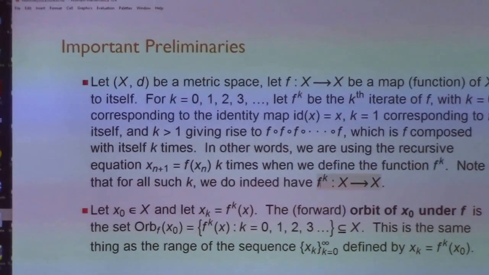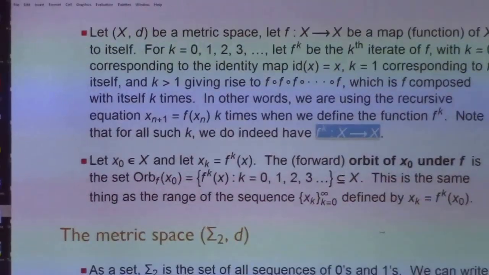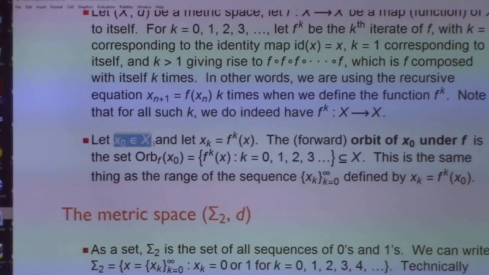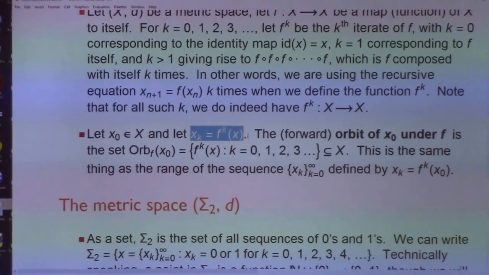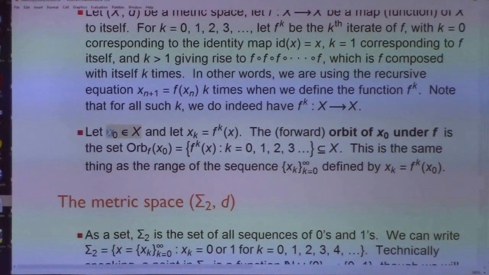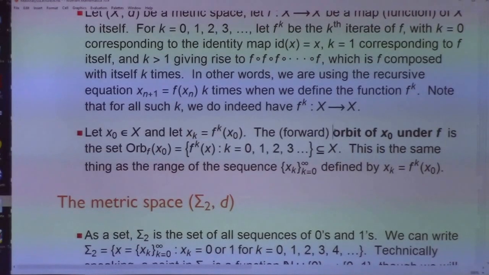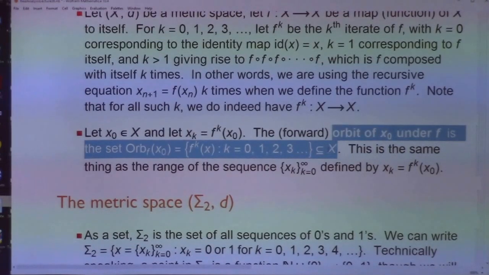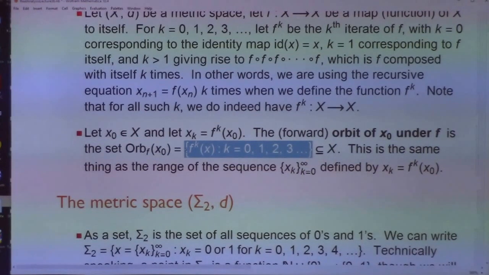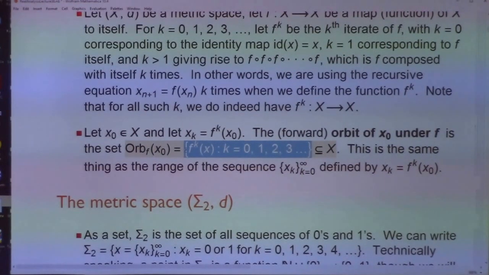Note that it is still a map from X to itself. Given a point in the metric space, let x_k equal f^k of that point, x_0 the starting point. The forward orbit of x_0 under f is given by the set of all iterates, k going from 0 to infinity. Is there a backward orbit as well? Well, yeah, there is if f is invertible, but we're not considering that situation.